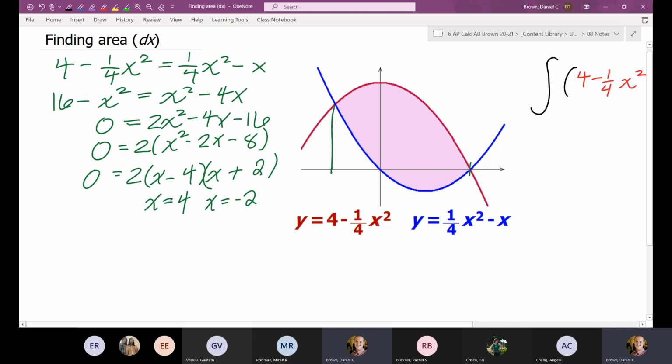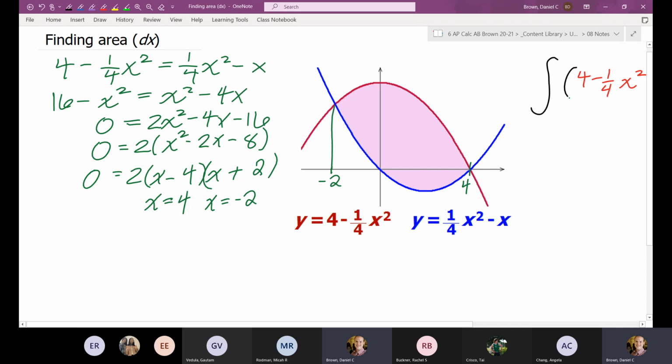Again, what was the whole purpose of doing that? When you set two graphs equal to each other, you're finding the intersection points. So those x values we found are the x coordinates of the points of intersection. So it's crossing when x is equal to negative 2 and when x is equal to 4.